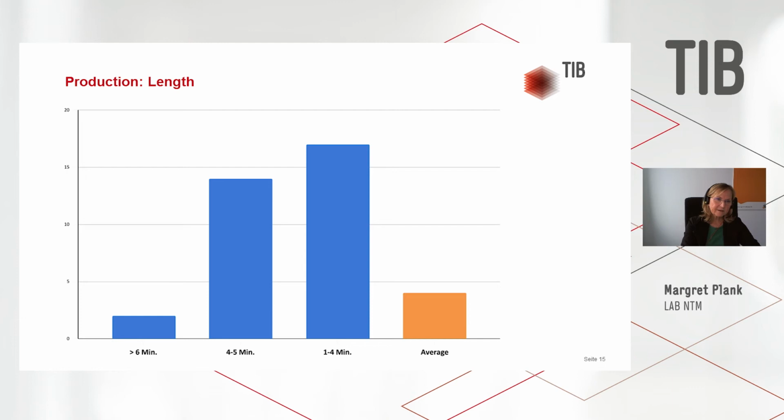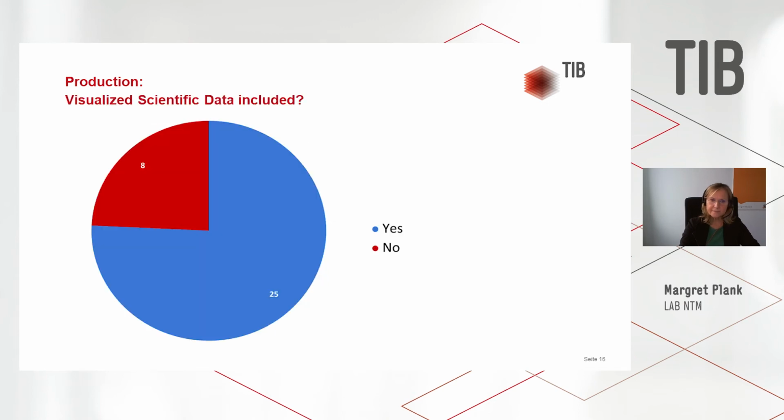Now some characterizations from the production. The length of the video, the average length was at around 4 minutes. And the rest was somewhere a bit over, like 4 to 5 minutes, and we had, I think, two which were even 6 minutes. Next one, visualize scientific data included, either via a graph or models, etc. Some visualization of the data. 25 included this in their video abstracts, and 8 did not.